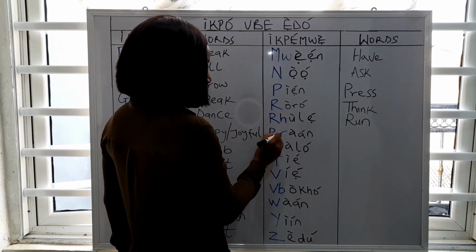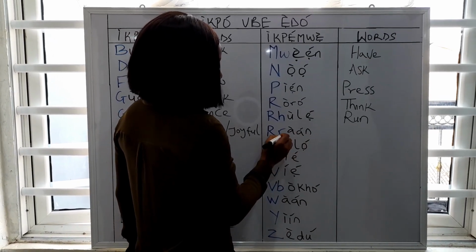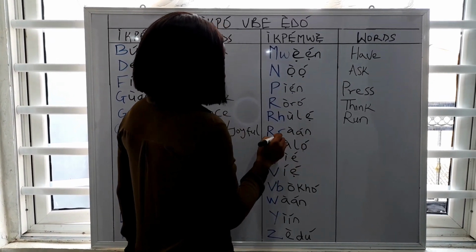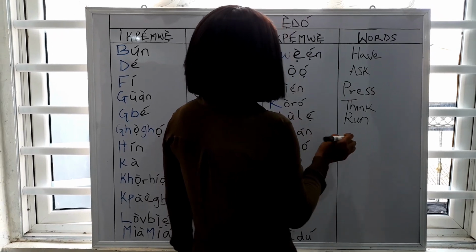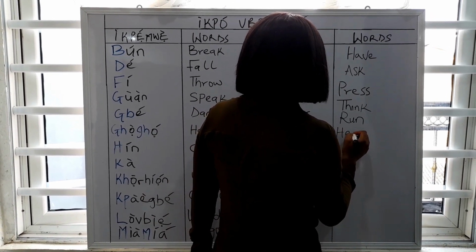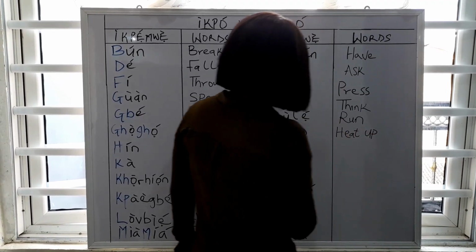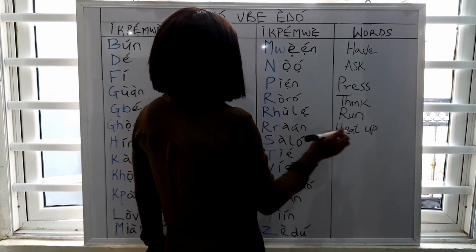And then we have RR, which is the third type of R. This word is run. Now in this case, run is to heat up when you need to heat up your food. Some people say warm, to warm it. Heat up. That is what the word run means.